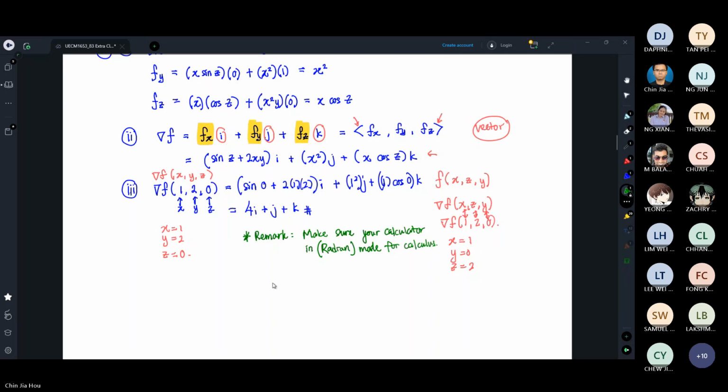Understand what I mean? The mode of the calculator. When you are dealing with calculus, remember to switch it to the radian mode, or else the answer that you get will be much smaller or just very off. Okay.